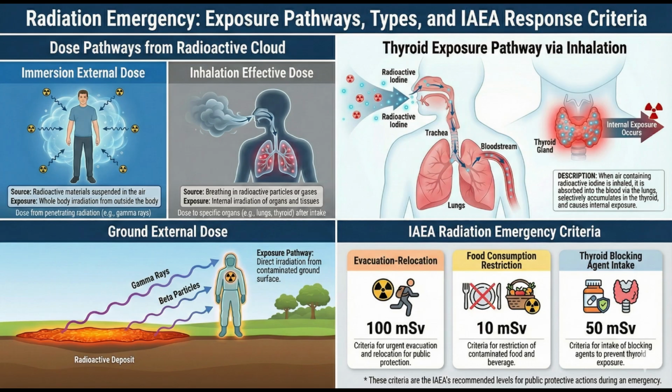In a radiological emergency, the IAEA recommends urgent evacuation and relocation measures if a dose of 100 millisieverts is expected over 1 week, and the intake of thyroid blocking agents if a thyroid dose of 50 millisieverts is expected. Furthermore, restrictions on food consumption are recommended if a dose of 10 millisieverts is expected over 1 year.